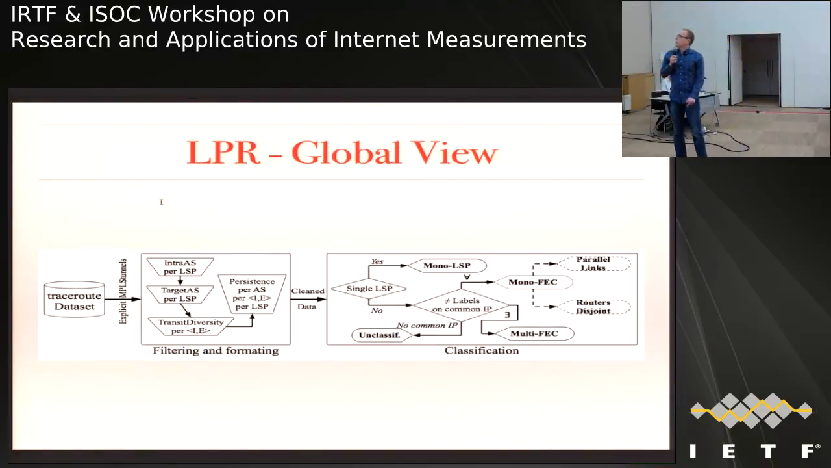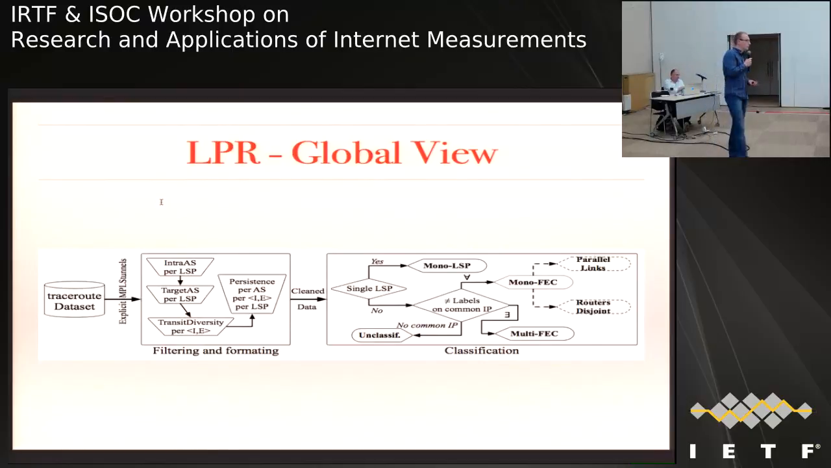After the filtering step, we have the classification step. Here we have 4 different classes. The first class is the mono LSP, meaning we always have the same path between the entry and the exit points. Then we have multi-FEC, meaning we have some traffic engineering. Then we have the mono-FEC class for load balancing, equal cost multipaths, and finally unclassified if we did not succeed in classifying the different paths. So we applied LPR on a huge dataset of 5 years of traceroute data between January 2010 and December 2014.